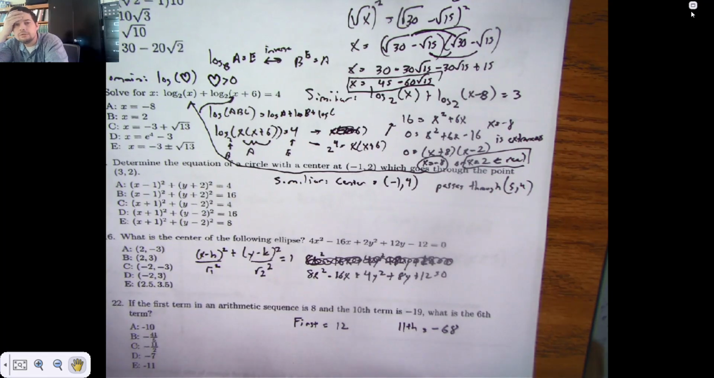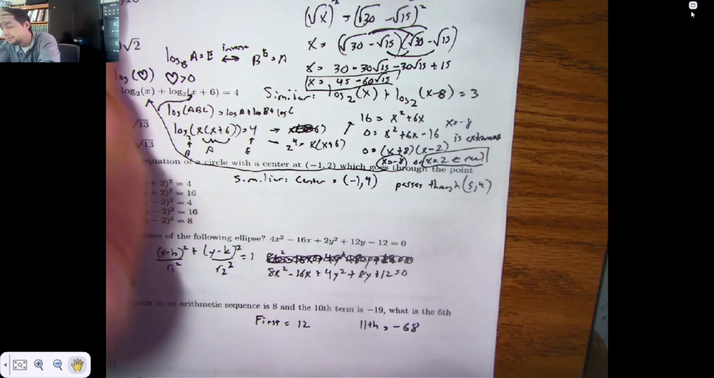From the equation of a circle with a center at -1, 2, which goes to the point 3, 2. So let me make sure I do the similar example here.